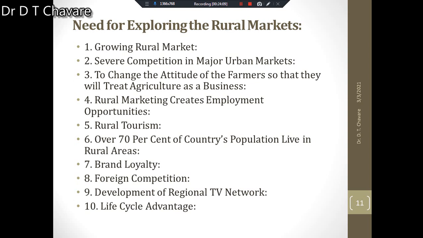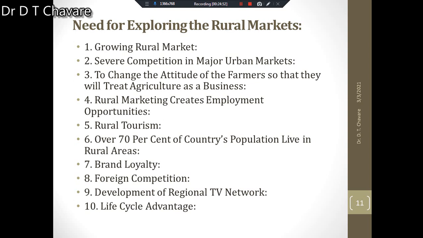Then rural tourism is going to develop there. Rural tourism is also going to develop in the rural market area. And for developing such tourism, we have to understand that rural marketing should be developed. If rural marketing is developed, automatically rural tourism will be developed. It means that those developments should go hand in hand. That's why rural marketing should be explored for rural tourism.